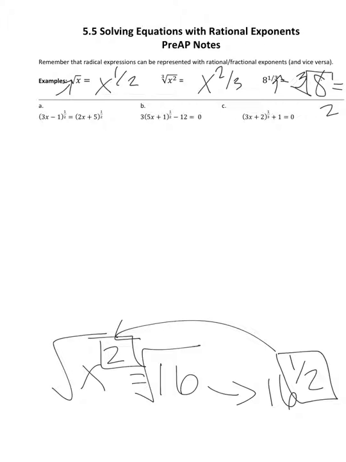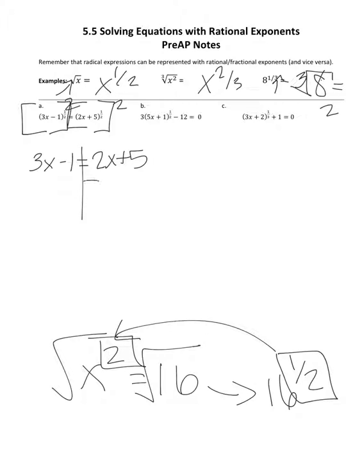So up at the top on example A, we are going to take each side of the equation not to the 1/2 power like it's showing, but to the second power. Okay? So if we use properties of exponents, when you take a power to a power, we should be multiplying. And 1/2 times 2 works out to be a 1. So the good news is that this turns into 3x minus 1 equals 2x plus 5. And from here, we can go ahead and just solve our problem.